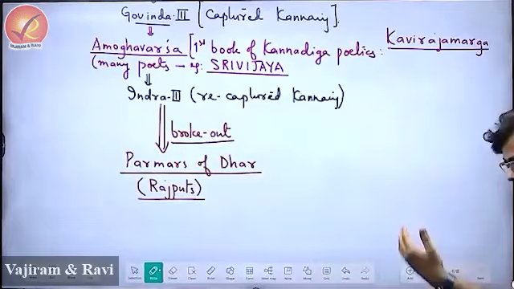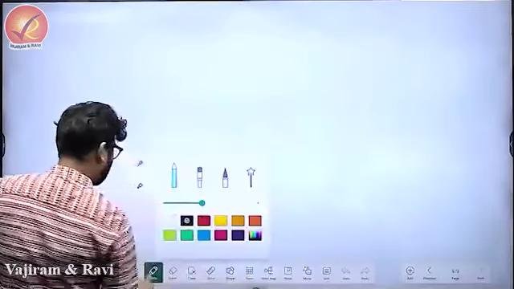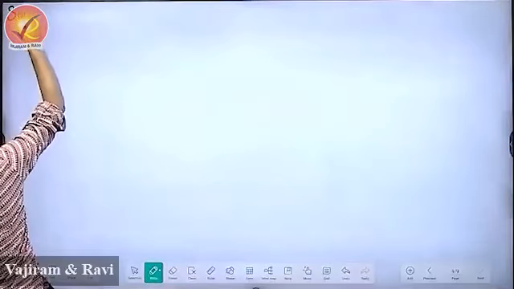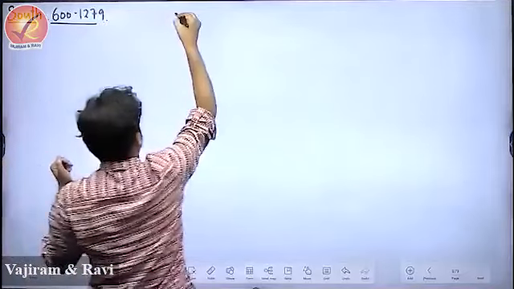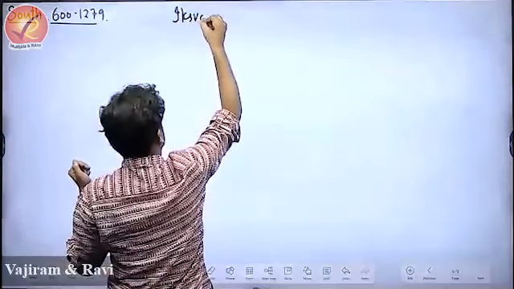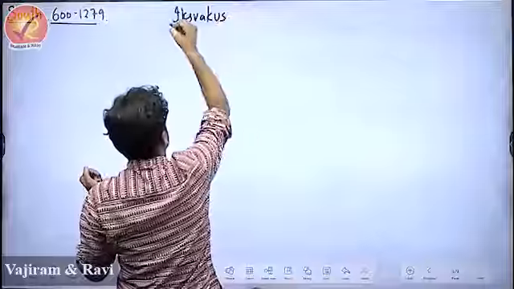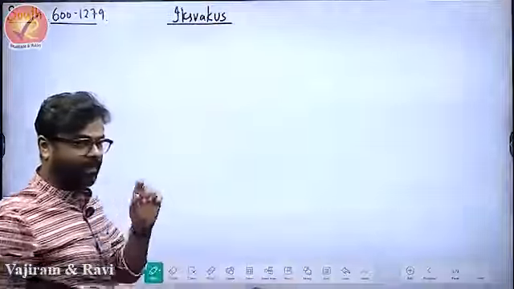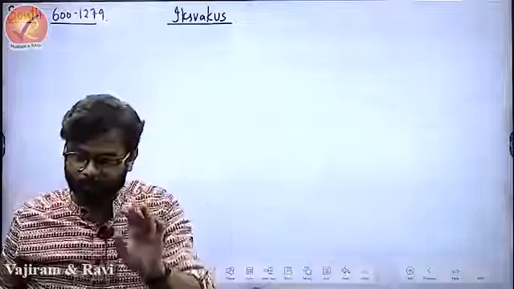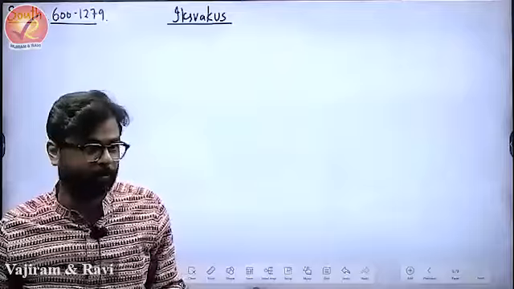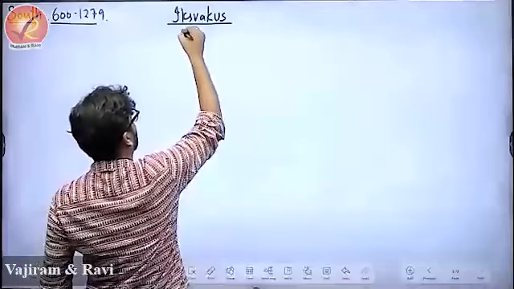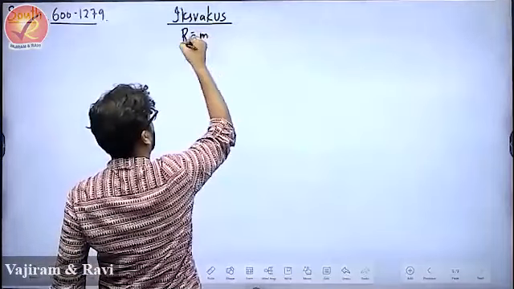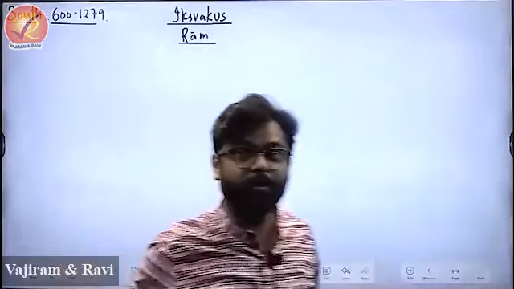Understood. Now we go to south. 600 to 1279. Once upon a time, there was a kingdom called the Ikshvakus. Please do not ask me what is the time period of this kingdom, because even I do not know. I have no idea. So Ikshvaku, their capital was Ayodhya, and the ruler here is Prabhu Shri Ram. Don't ask me when.